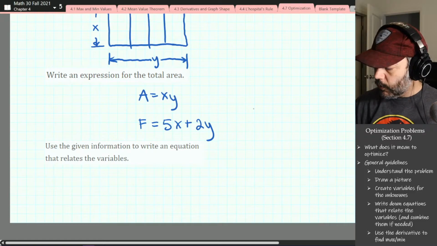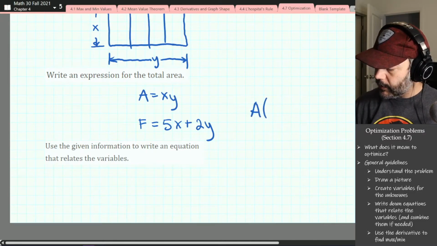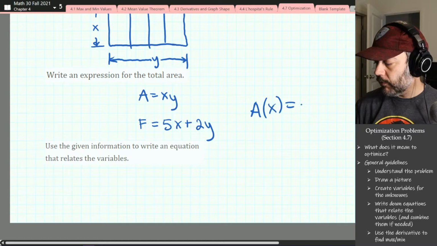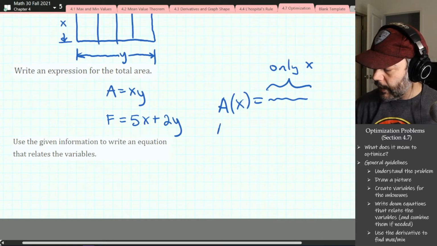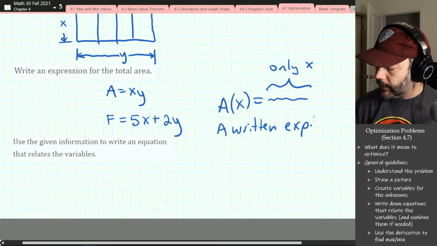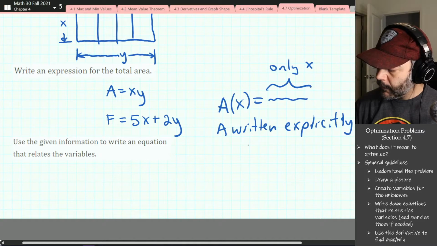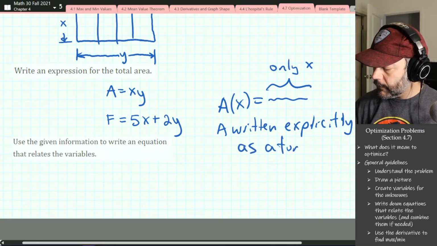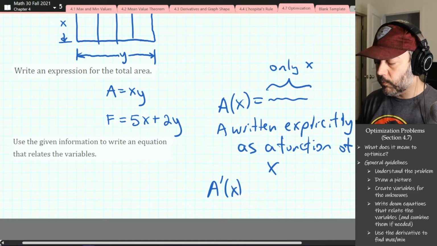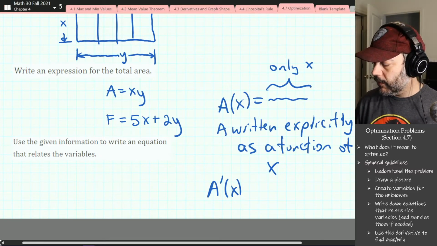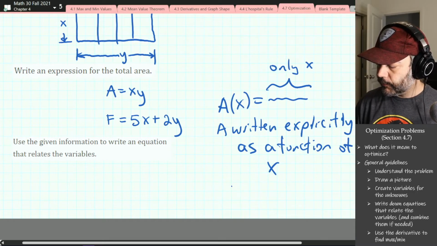So here's where what we want is for A to depend only on one variable, for example X. And over here, this needs to be stuff that only has X. In other words, we want A written explicitly as a function of X. And then we need to find A prime and find where A prime is maximized. Then you maximize A of X.